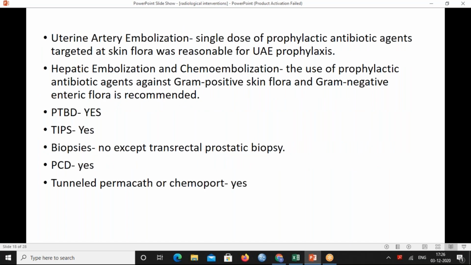For hepatic embolization and chemoembolization, the use of prophylactic antibiotic against gram-positive skin flora and gram-negative enteric flora is recommended. For PTBD too, the same recommendation is there. For biopsies, no prophylactic antibiotic is required except for transrectal prostatic biopsy. For PCD and for the tunneled permacath or the chemoport, yes, the prophylactic antibiotics are to be given.